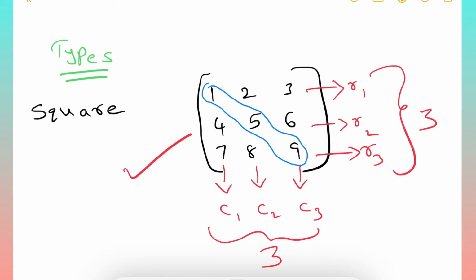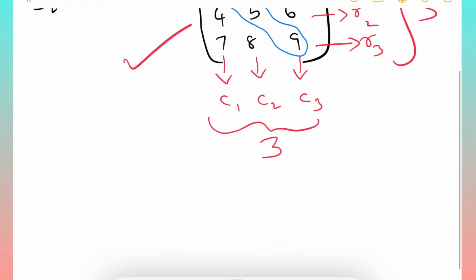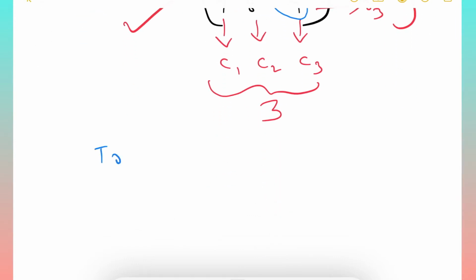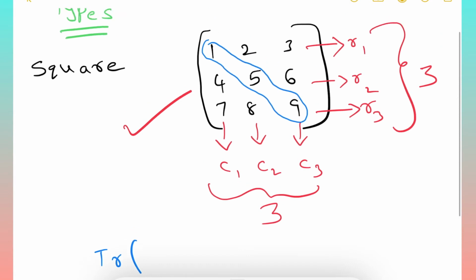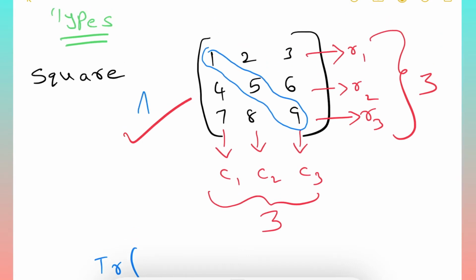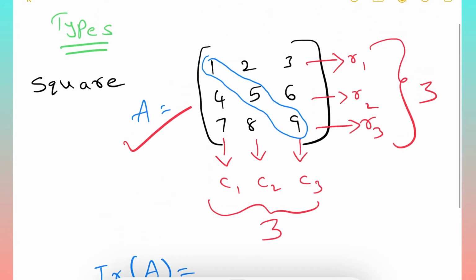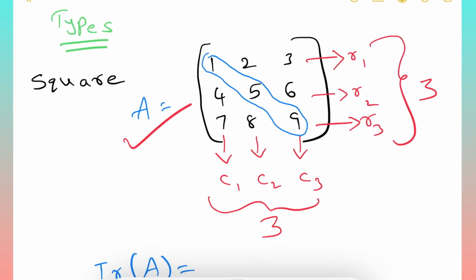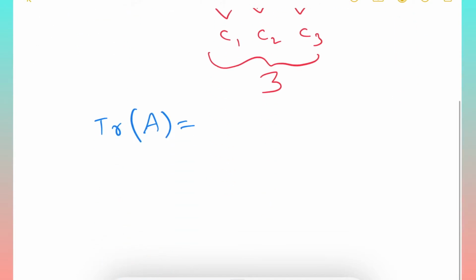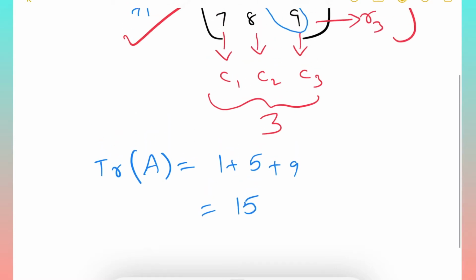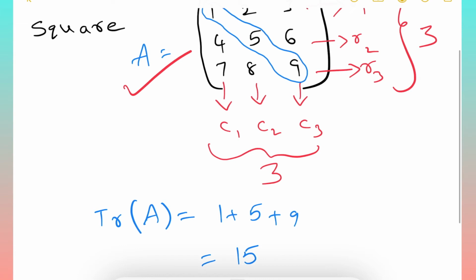In this case, trace is represented with Tr, capital T, small r, trace of a particular matrix. For example, if I represent this matrix with capital A, then trace of matrix A is equal to the sum of all the elements of the diagonal of a square matrix. Here in the diagonal we have 1, 5 and 9. So let us add all those. 1 plus 5 plus 9, which is 15. So the trace of the given square matrix is 15.